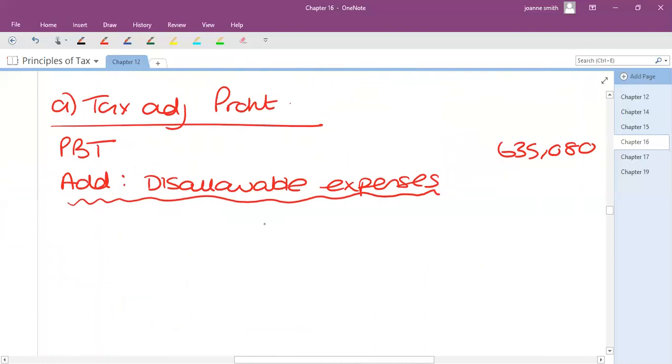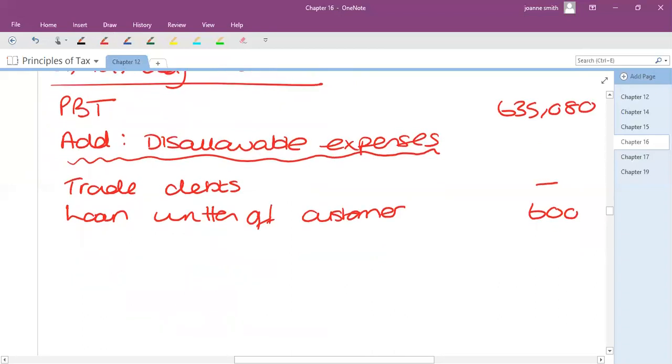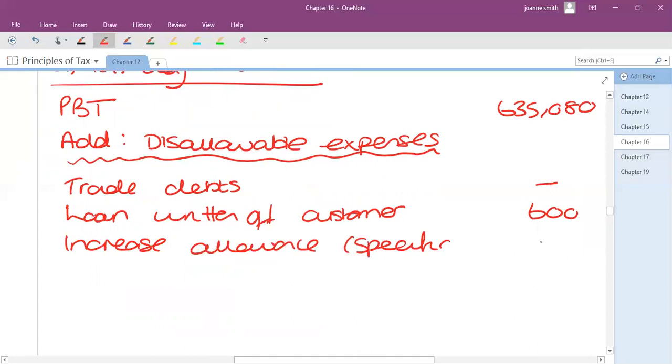So trade debts, I don't need to write the full description, but I'm going to put a dash because it means I'm not adjusting for it. Whereas the loan written off for my customer, I'm going to add back. And why is it added back? Because it's an expense that made that profit smaller that the taxman is saying, no, you can't claim for it. So I need to add it back. Then we've got the increase in the general allowance, which I'm assuming is specific, and therefore I will allow it.